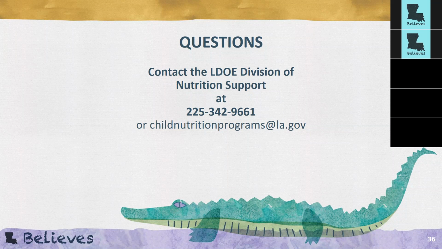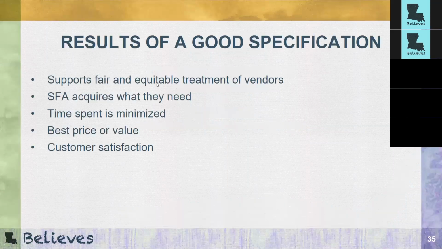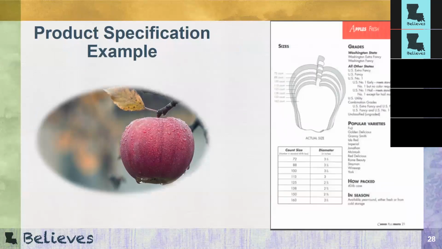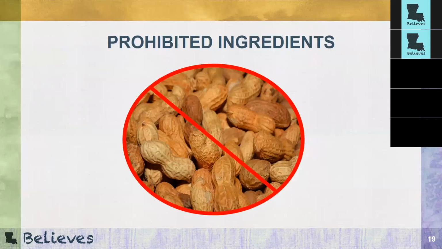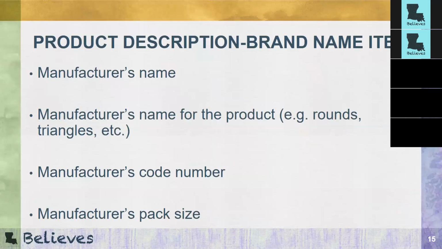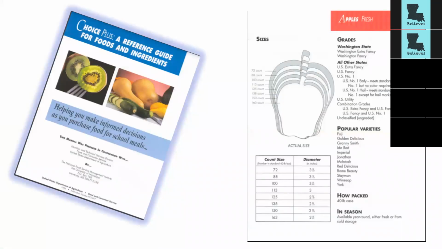Oh, a question did come in. What was the name of the reference guide? That would be the Choice Plus reference guide. It's one that I use frequently when writing bid specifications. Like I said, it's old and sometimes it's hard to find online, but if you have a hard time finding it online, then give me a call or shoot me an email and I'll guide you to it.